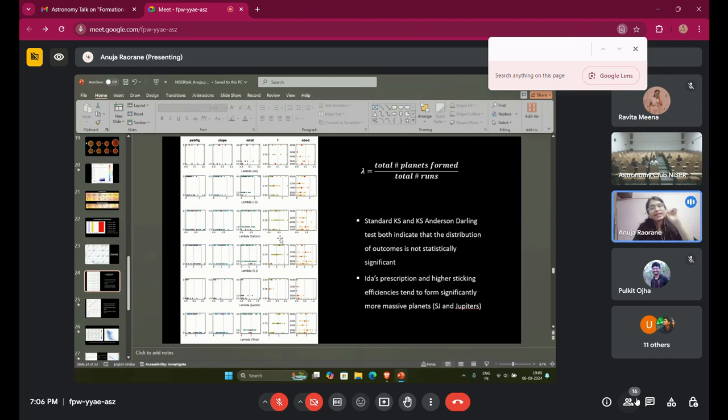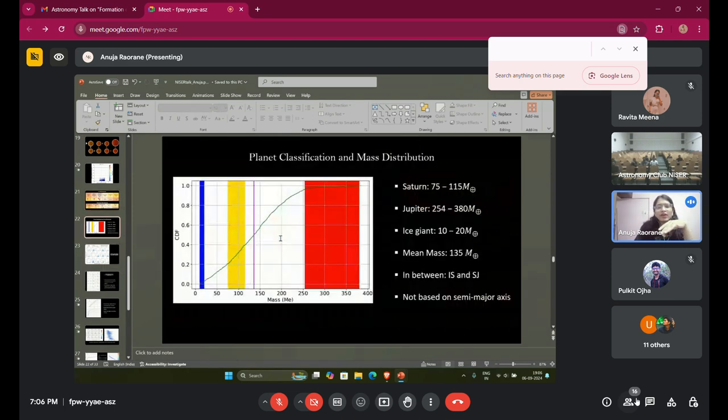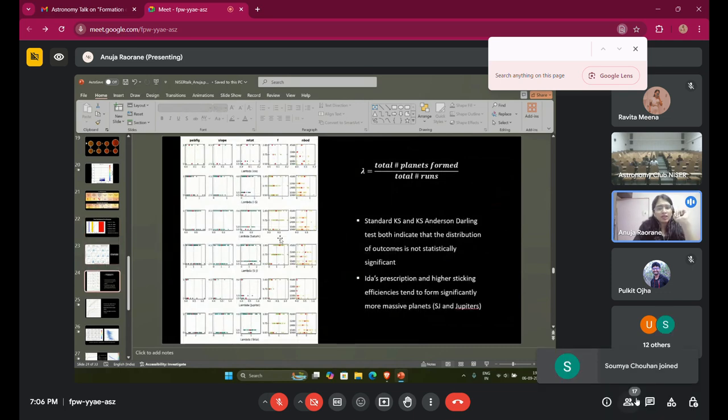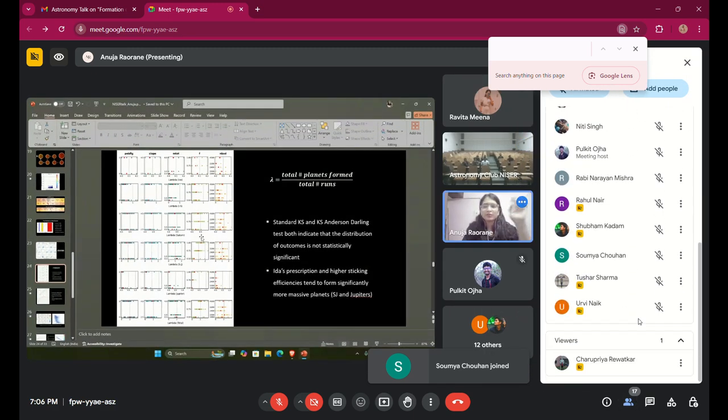So for each parameter combination, these are the 5 parameter combinations. The gas parameters are already decided. So next, let's talk about 5. For each parameter combination, we had 15 runs, or around 11 to 15 runs. Some runs can fail and stuff like that.